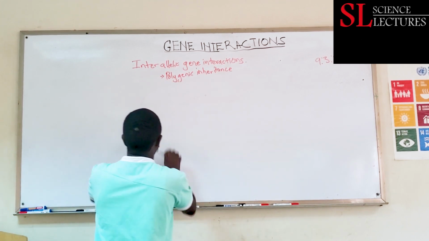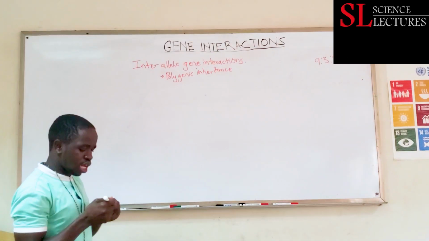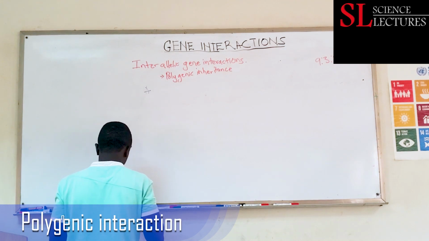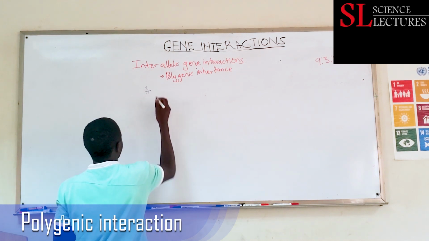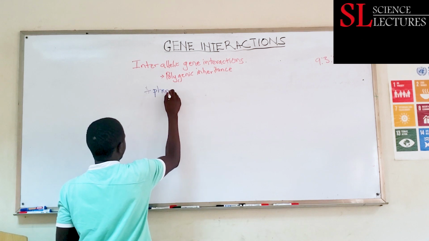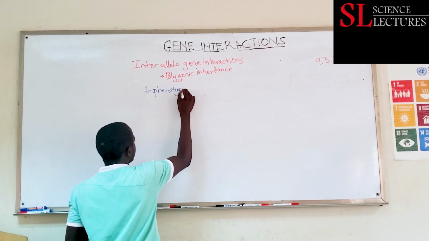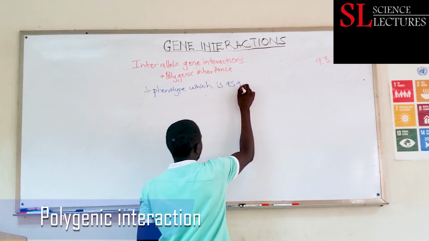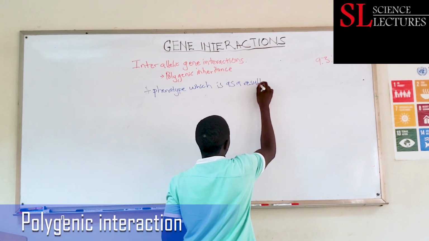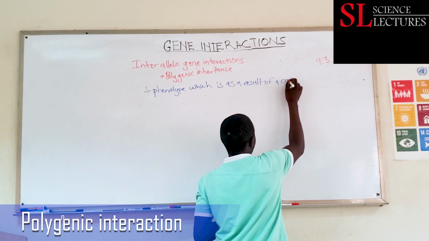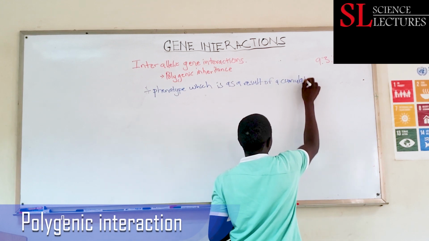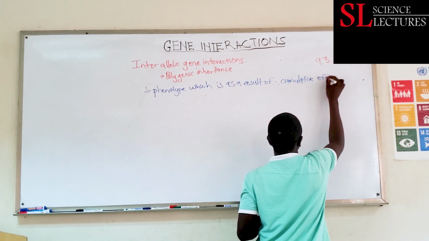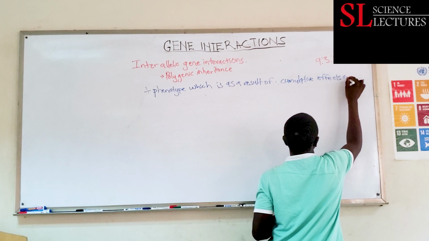So we begin with polygenic inheritance. Polygenic inheritance is where you have a phenotype which is as a result of the cumulative effects of many genes.